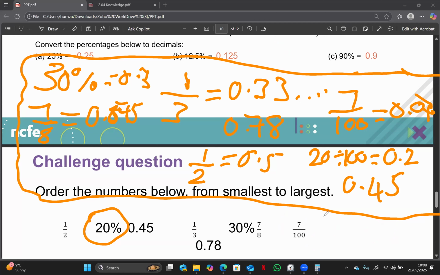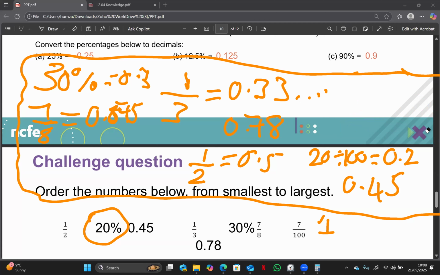this. This will be number one for us. What's the second smallest? If you look around, I'll cross them out once I've said it. So I'll cross this one out. Now what's the second smallest out of the square that I've drawn? 0.3, 0.875, 0.33, 0.78, 0.5, 0.2, or 0.45.